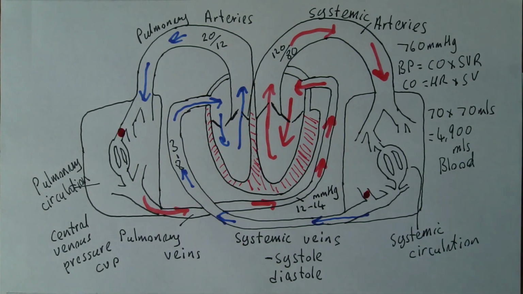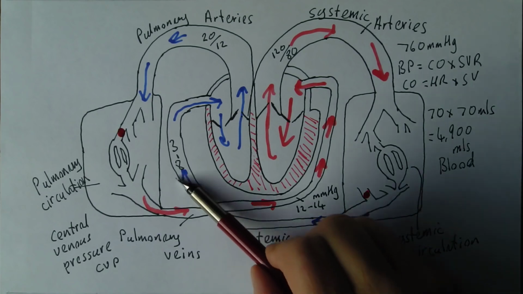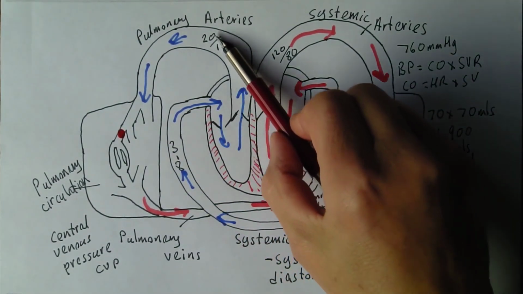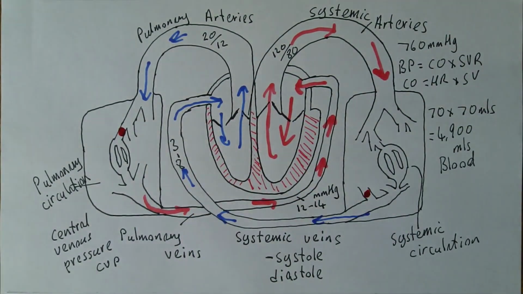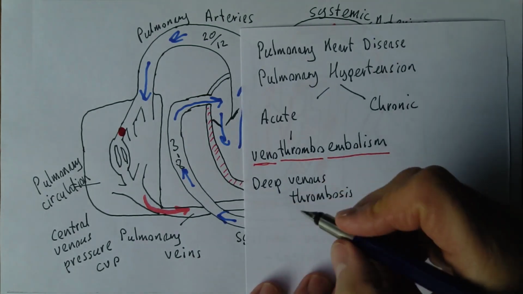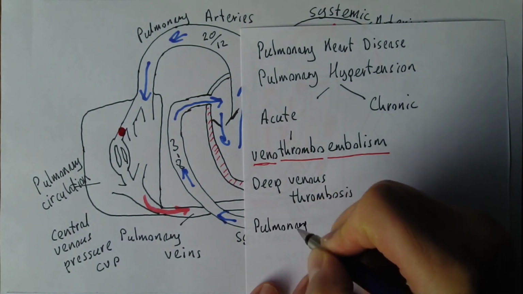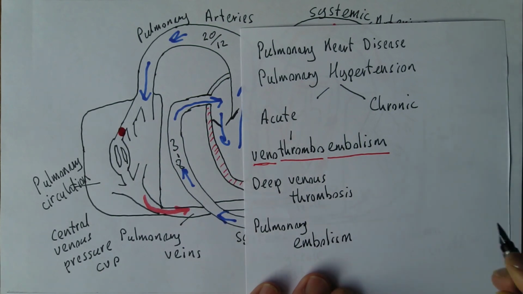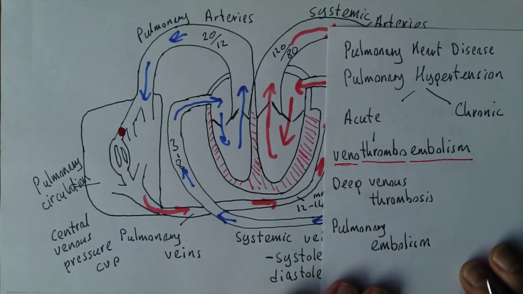So let's just follow that again. From a systemic vein, draining through the systemic veins, right atrium, right ventricle, pulmonary artery, lodging in the pulmonary arterial system of the lungs. And then we would call it a pulmonary embolism. Now, how severe this condition is depends largely on how big it is.